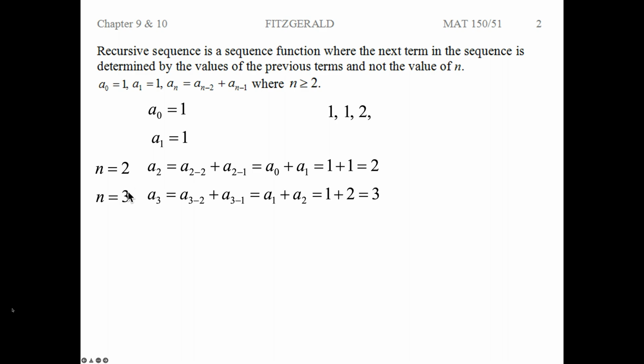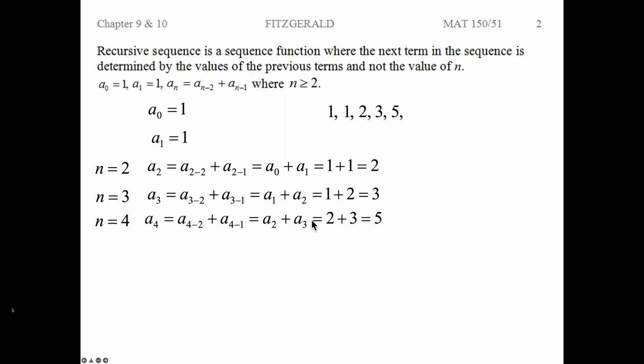Then when n is equal to 3, we put a 3 here for this n, a sub 3 minus 2 plus a sub 3 minus 1, which becomes a sub 1 plus a sub 2. Okay, that's 1, and this is 2. 1 plus 2 is 3. When n is 4, a sub 4 is going to be a sub 4 minus 2 plus a sub 4 minus 1. That's 2. That's a 3. A sub 2 plus a sub 3. Okay, a sub 2, that's the 2. A sub 3 is 3. 2 plus 3 is 5.